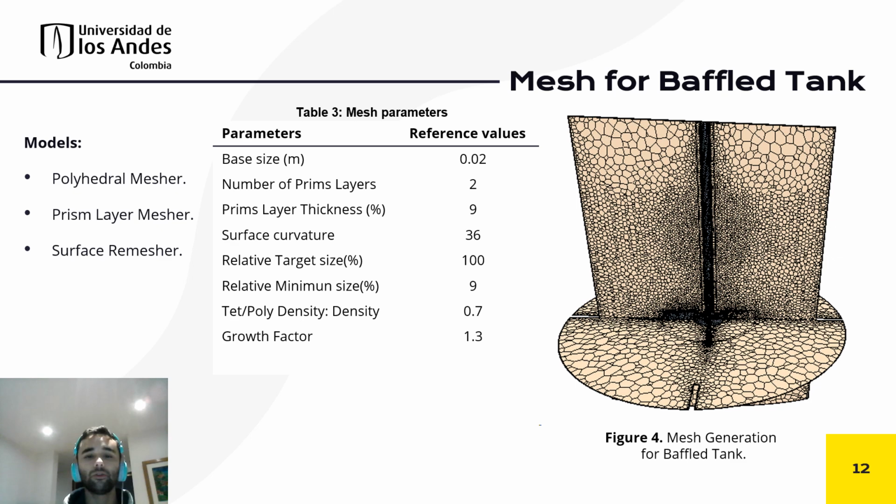The same models and parameters were used for generating the mesh of the baffled tank, except that the prism layer thickness and the relative minimum size were changed from 5 to 9%.